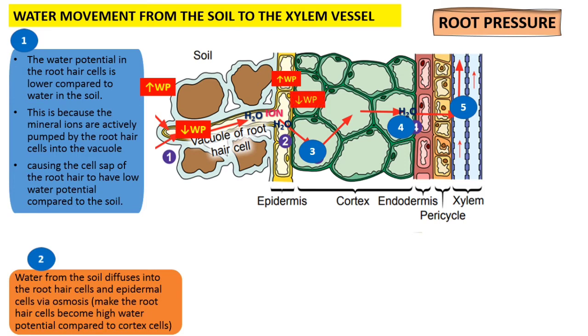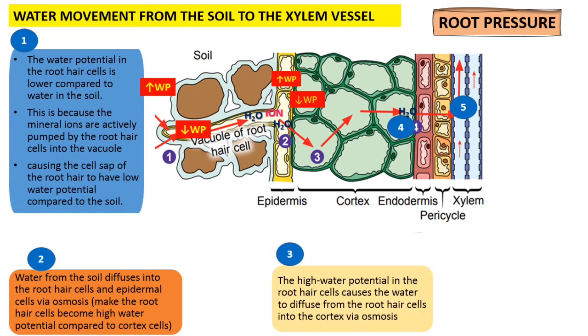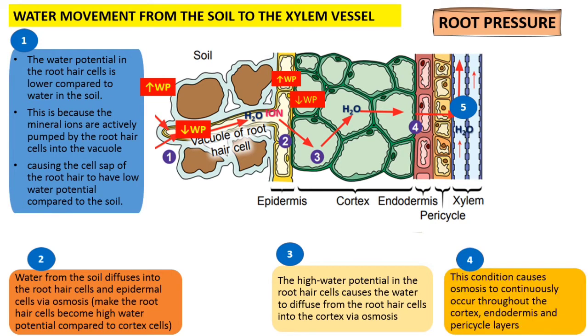Third, the high water potential of the root hair cell causes the water to diffuse from the root hair cell into the cortex via osmosis. Number 4, this condition causes the osmosis to continuously occur throughout the cortex, endodermis, and pericycle layers. So the water will move from the cortex into the endodermis, and from the endodermis into the pericycle.